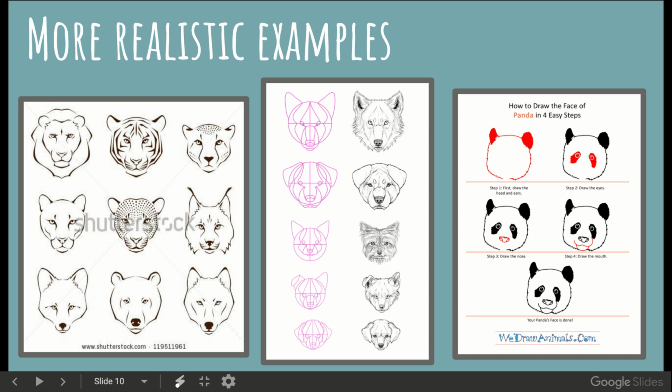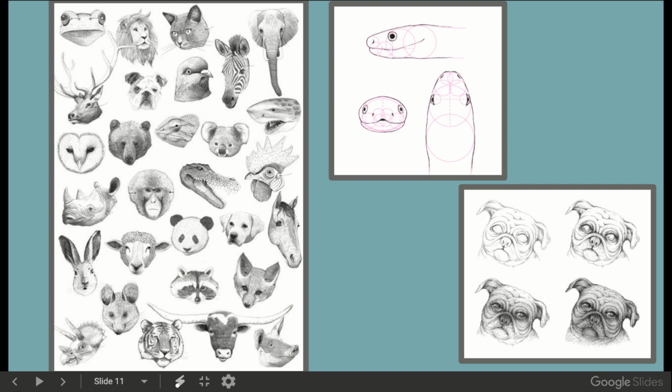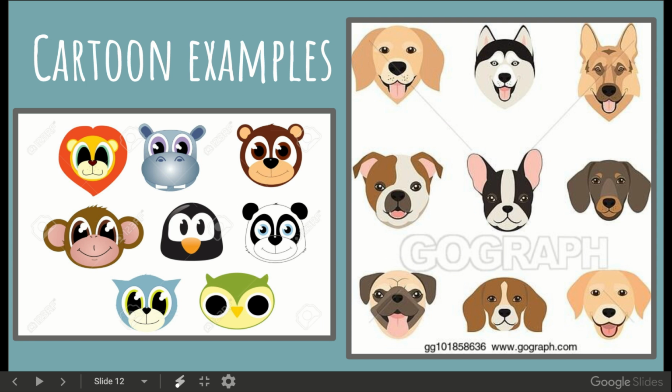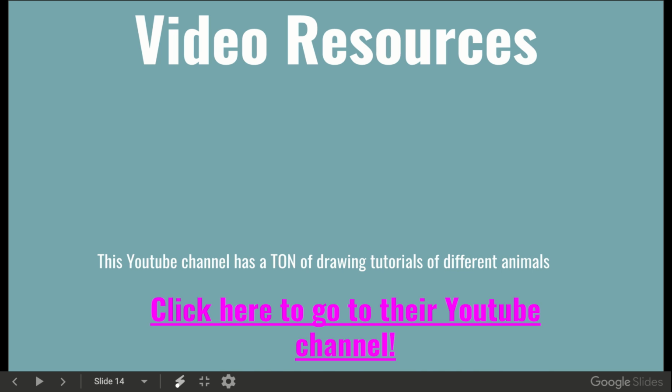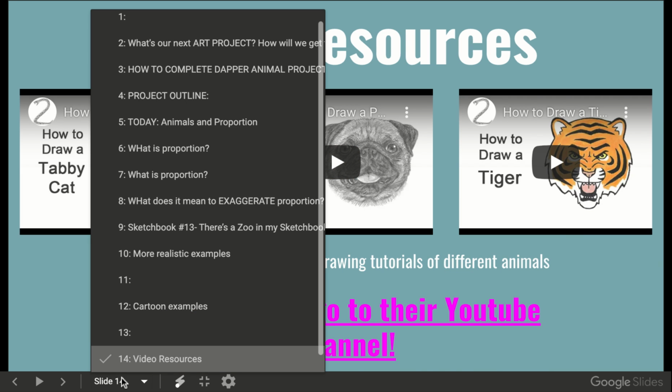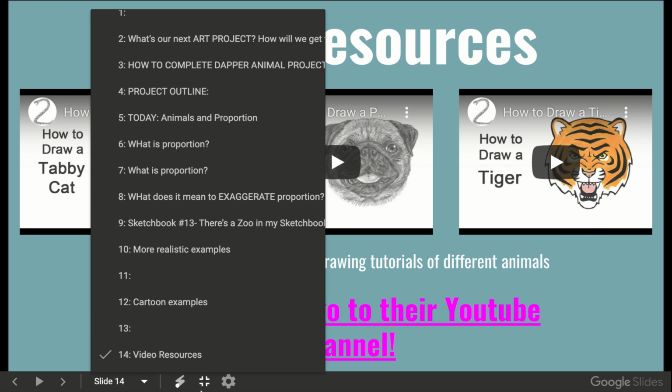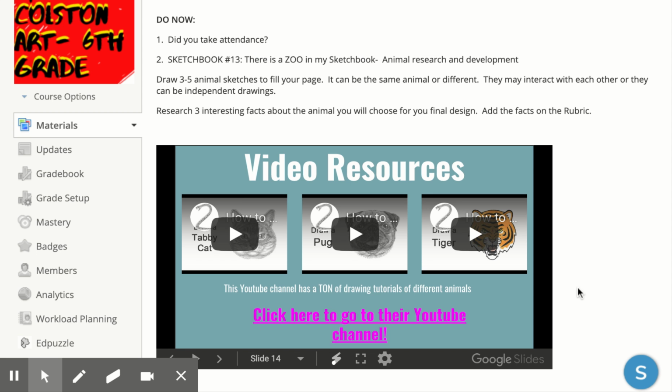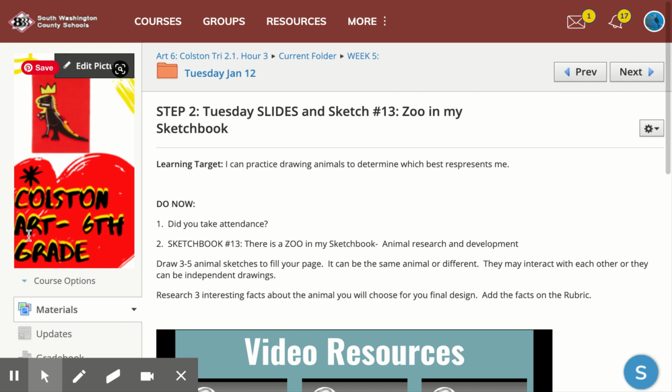Okay, here are some more realistic examples of animals, cartoon examples, and video resources. There's lots of things here to help you with your project. So you need to decide. That's the whole point of today, There's a Zoo in My Sketchbook. Have fun drawing your animals.